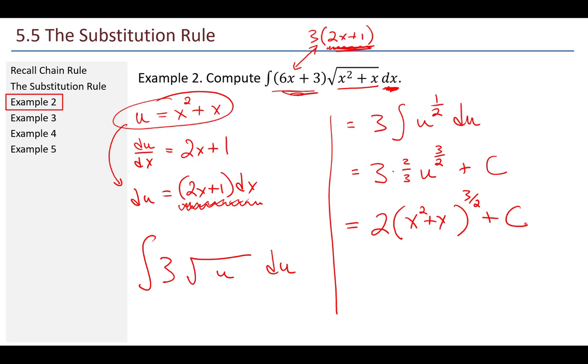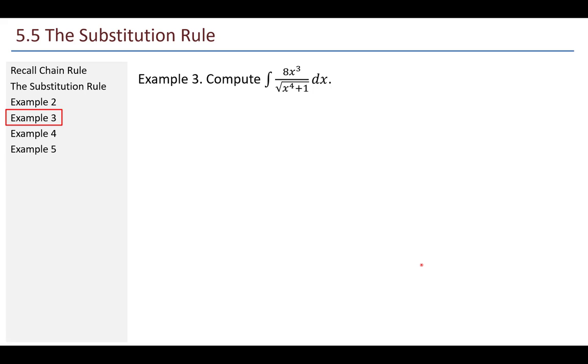Another example. Let's see, I need to identify the inside function. I see a square root, I see stuff inside the square root, so that's a good candidate. Let's try that. U equals x to the 4 plus 1. Du equals 4x cubed dx. Let's substitute.